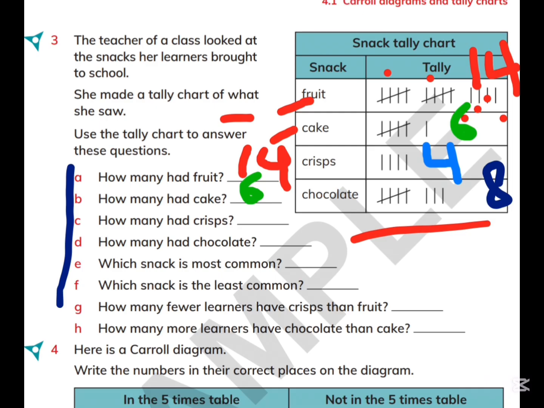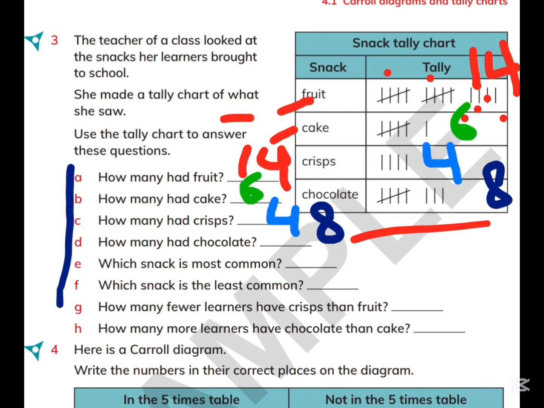Is this difficult? Is there any difficulty while you are solving this? How many chocolates? We will write just the number of chocolates. How many people have bought chocolates? 8 people. Which snack is most common?